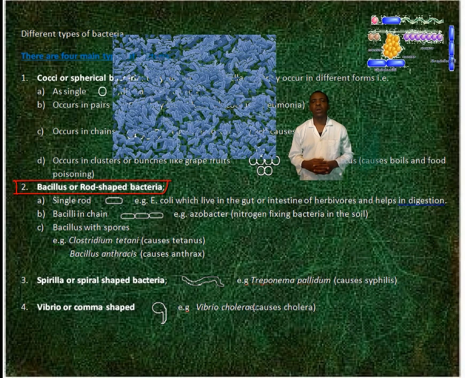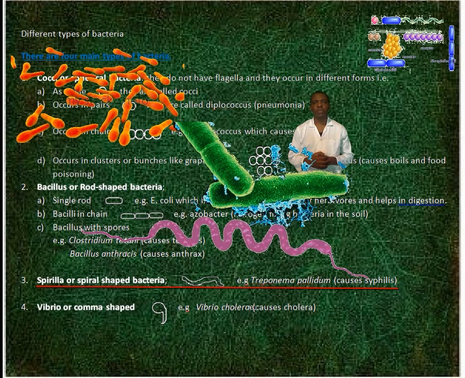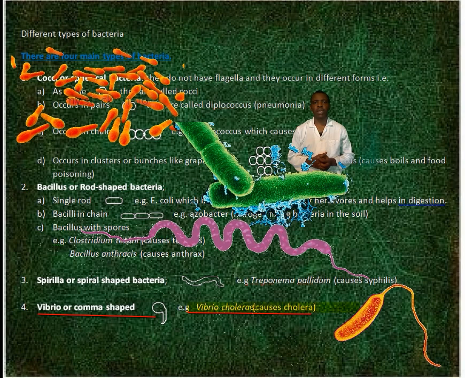2. Bacillus or rod-shaped bacteria. A single rod, example E. coli, which lives in the gut or intestine of herbivores and helps in digestion. Bacilli in chain, example Azotobacter, which is a nitrogen-fixing bacteria in the soil. Bacillus with spores, example Clostridium tetani, which causes tetanus, and Bacillus anthracis, which causes anthrax. 3. Spirilla or spiral-shaped bacteria, example Treponema pallidum, which causes syphilis. 4. Vibrio or comma-shaped bacteria, example Vibrio cholerae, which causes cholera.